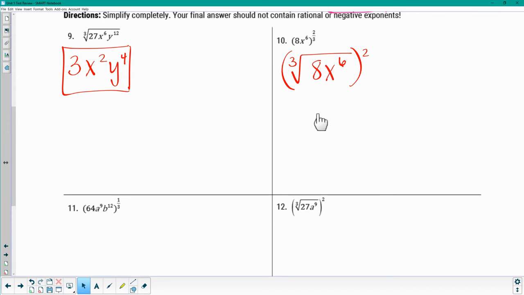So I end up with the cube root of 8 is 2, and 3 goes into 6 2 times, giving me x squared, all to the power of 2. And this 2 is going to distribute to everything, giving me 4x to the power of 4.